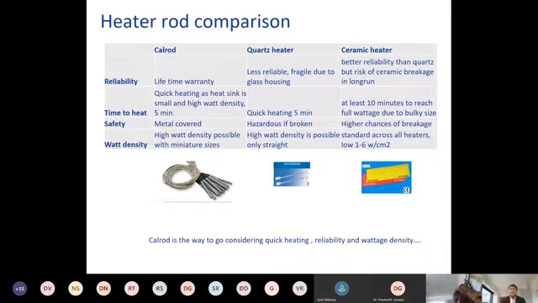Now, ceramic is rugged, but at the same time it takes a long time to heat up. So as a result, when you are using servo mode and you need to bring the temperature to the set point, it doesn't perform very well. At the same time, quartz is very good, but its challenge is that it's not that reliable.